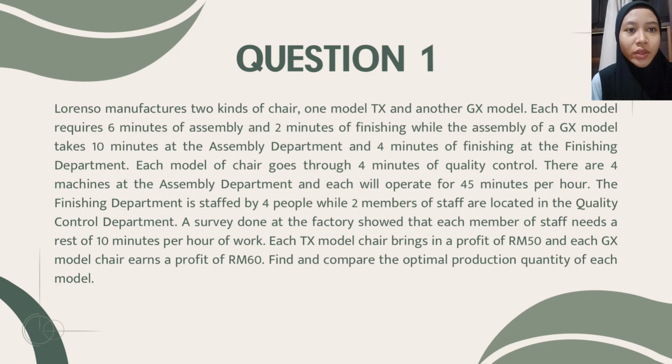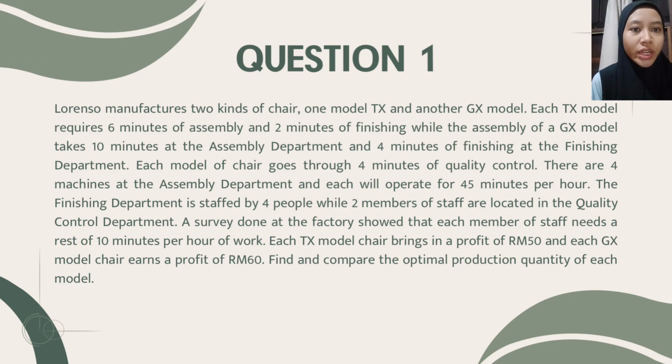Lorenzo manufactures 2 kinds of chair, one model TX and another GX model. Each TX model requires 6 minutes of assembly and 2 minutes of finishing, while the assembly of a GX model takes 10 minutes at the assembly department and 4 minutes of finishing at the finishing department. Each model of chair goes through 4 minutes of quality control.